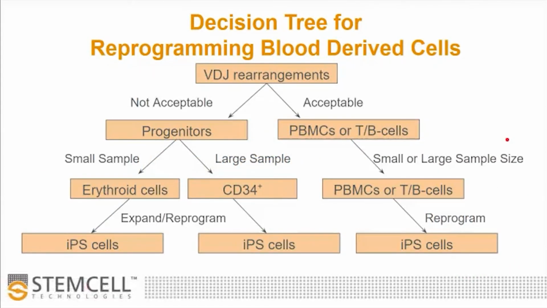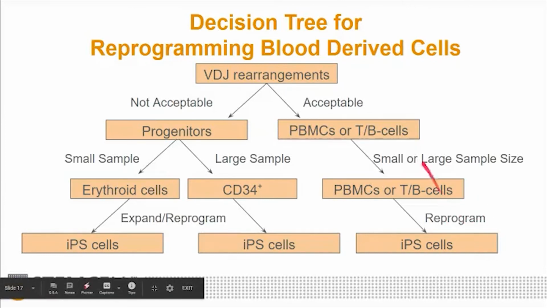This is a very useful decision tree that can be used to help guide customers on the correct workflow for reprogramming blood-derived cells. So at the top of the tree, it's really important to ask the customer if VDJ rearrangements are either acceptable or not acceptable. If they are acceptable, it's fine for the customers to go ahead and reprogram using PBMCs or T and B cells. And really, they won't be limited in their decisions after that. And they will be able to reprogram their PBMCs or T and B cells to iPSCs.